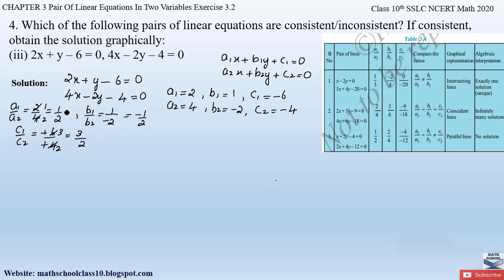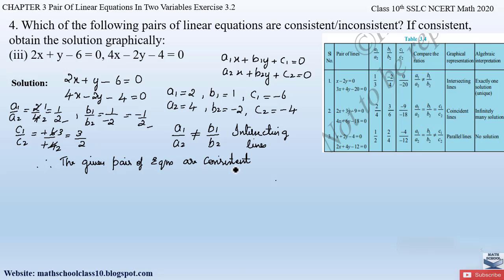So here we can observe that the first ratio a1 by a2 is not equal to b1 by b2. When does this condition occur? Here, if a1 by a2 is not equal to b1 by b2, then the lines will be intersecting, having exactly one unique solution. Right? So therefore the lines are intersecting at a unique point, and therefore we can say that the given pair of linear equations are consistent. Now since they are consistent, let us solve them graphically and find out the solution.